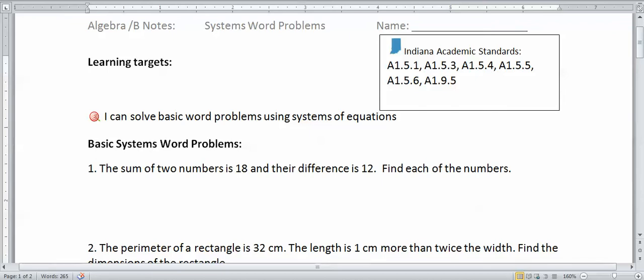Okay, so today's learning target is that I can solve basic word problems using systems of equations. So how do I tell something is a system? Well, if I'm looking at a word problem and it has mention of more than one variable, then more than likely you'll have to set up a system.